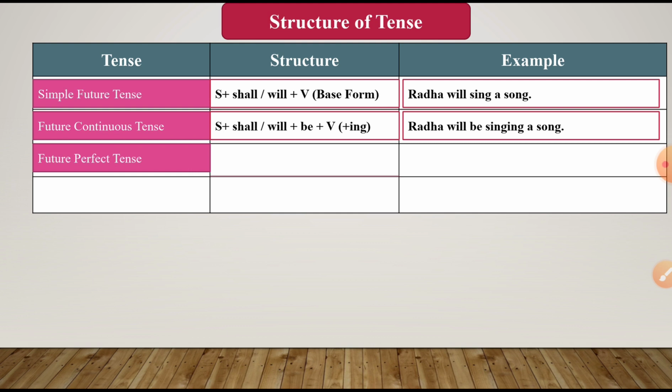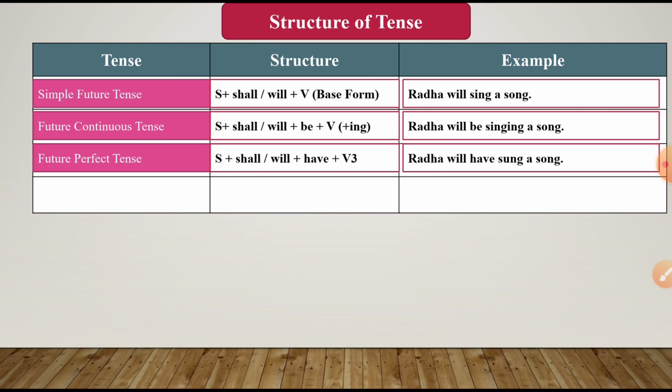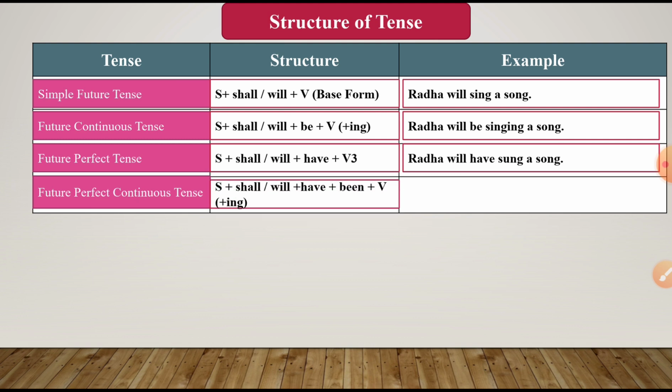Future perfect tense. Subject plus shall or will plus have plus V3. Radha will have sung a song. And the final tense, future perfect continuous tense. Subject plus shall or will plus have plus been plus V in ing form. Radha will have been singing a song.